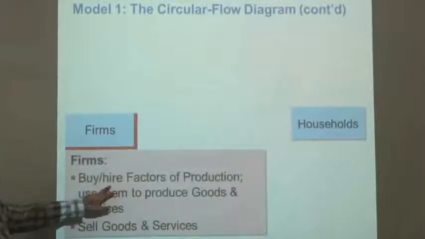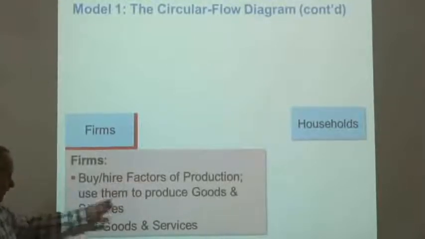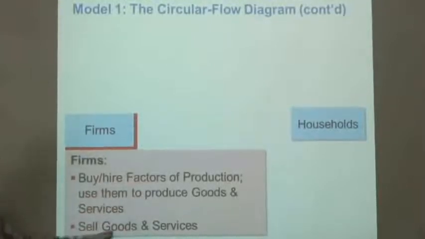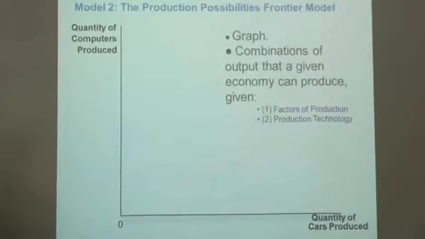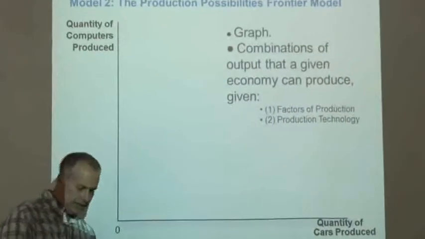Firms, on the other hand, buy or hire factors of production. They buy your land, your labor, and your capital, your investment funds, and use them to produce goods and services. Firms also sell goods and services. So these are the roles of the different actors in the circular flow diagram.